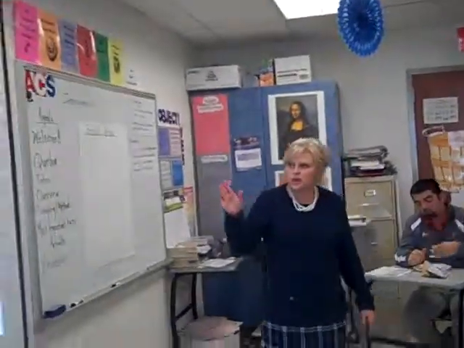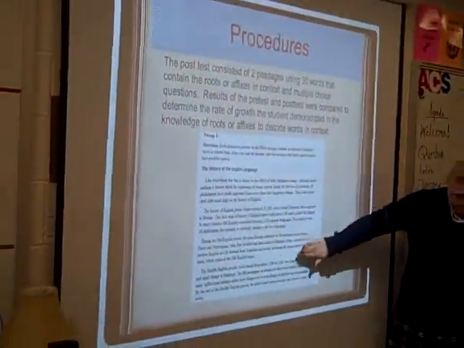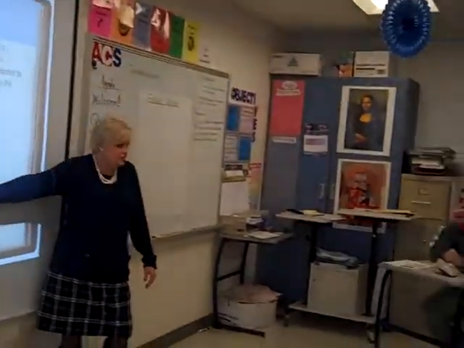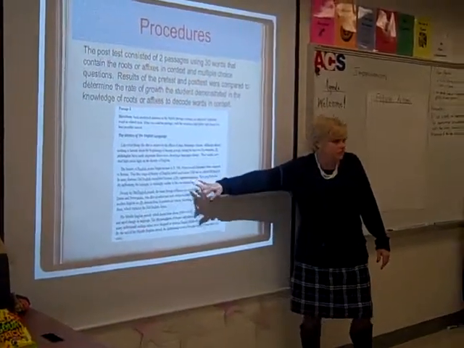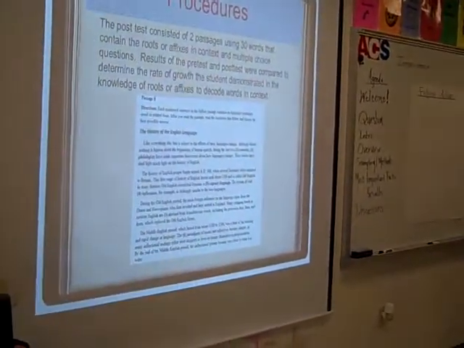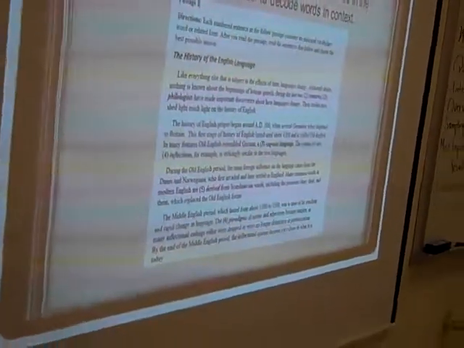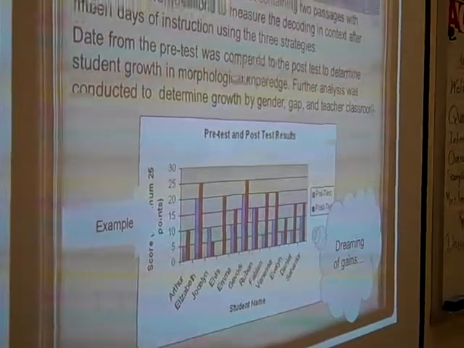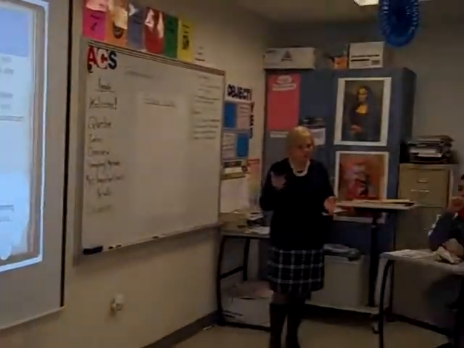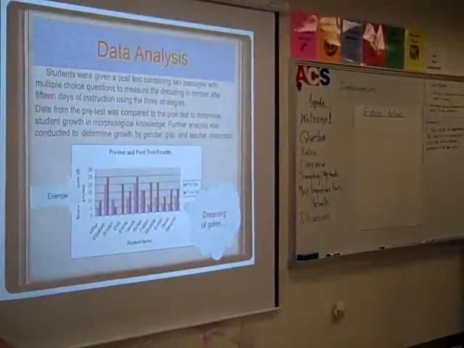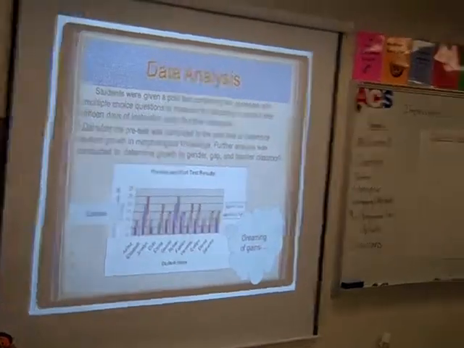So our post-test was a passage, and it just happened to be a passage about what we were doing and why we were doing it. We gave them the word bolded, and then it was multiple choice, and they had to choose what this word meant based on the root and how it was used in the sentence. It was 2 passages with 30 words in it. Then we compared the pre-test and the post-test to see their growth, and I did the growth by gender, by grade level, and by teacher.